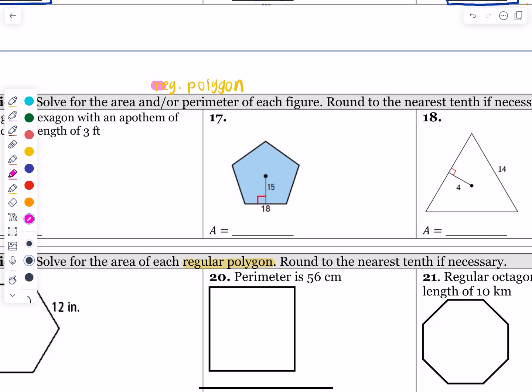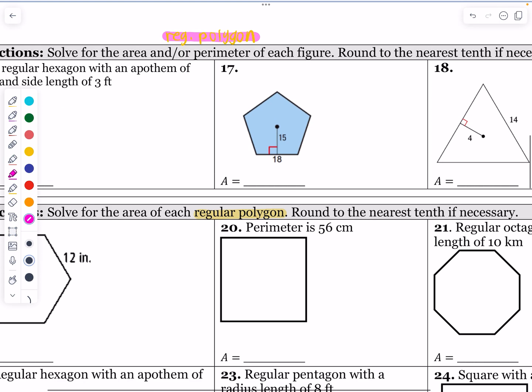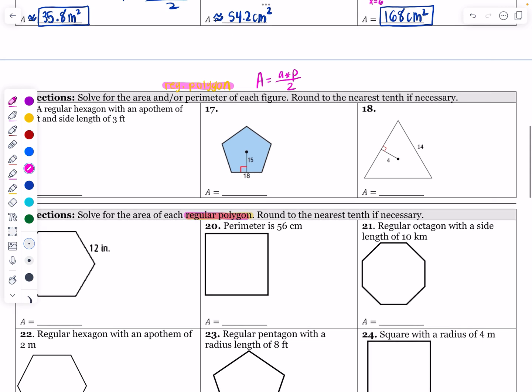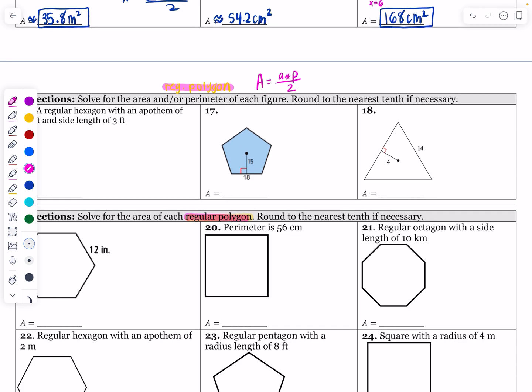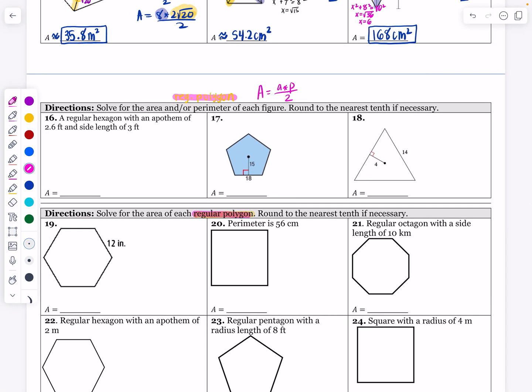Okay, so we've got our regular polygons. That's in this section and in this section. Our formula for both of those is going to be area equals your apothem times your perimeter divided by 2. Now, some people say apothem, it is what it is, tomato, tomato. So I'm going to say apothem. The famous Susan Gifford says apothem, so I'm going to copy her because she's the queen of geometry. And the directions say to solve for the area, okay?